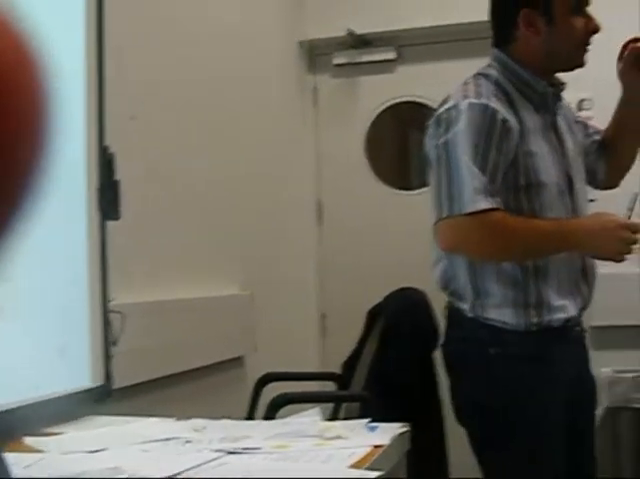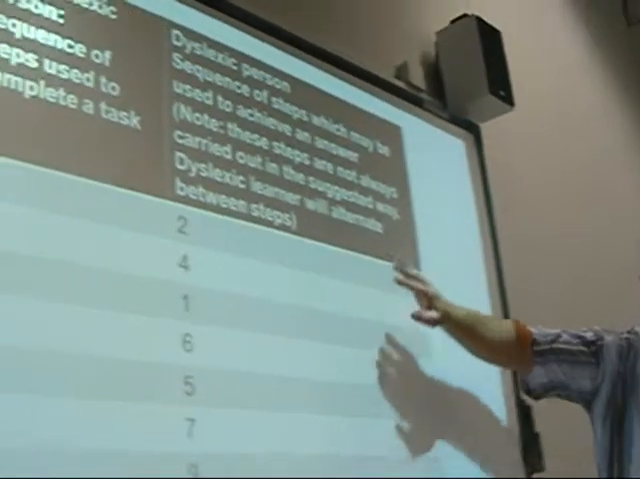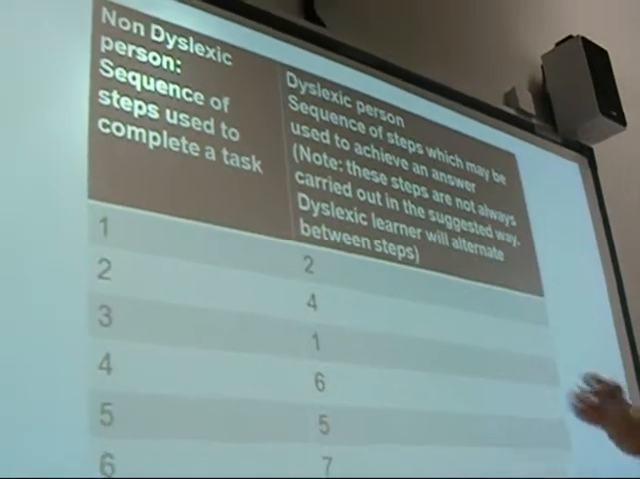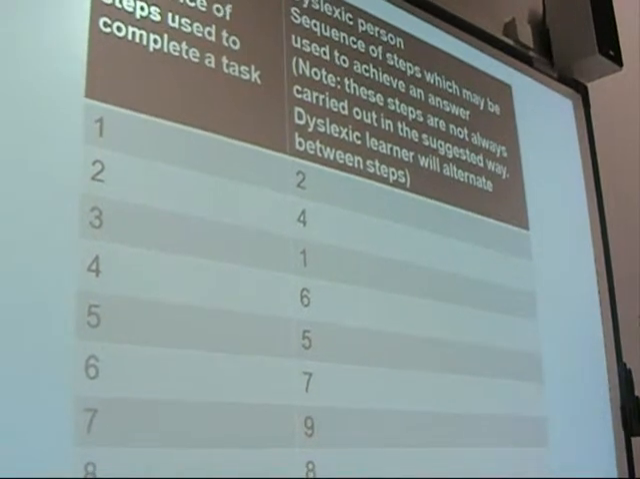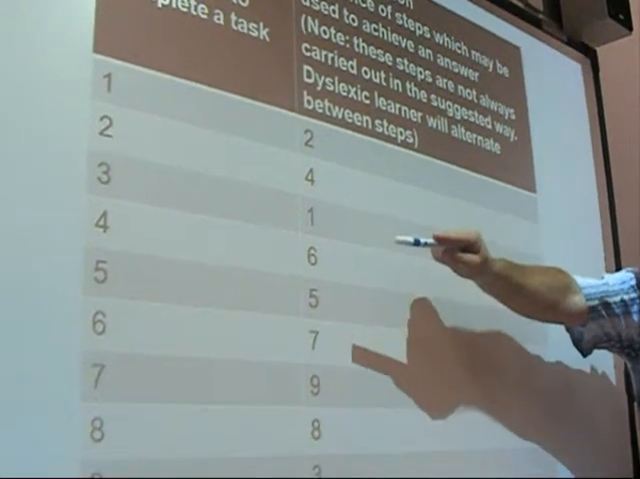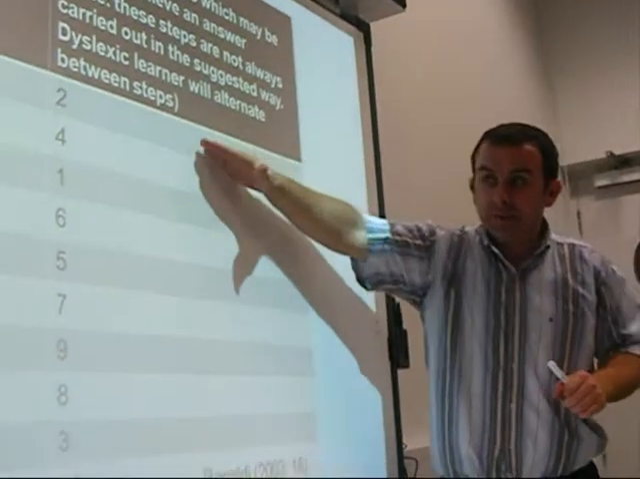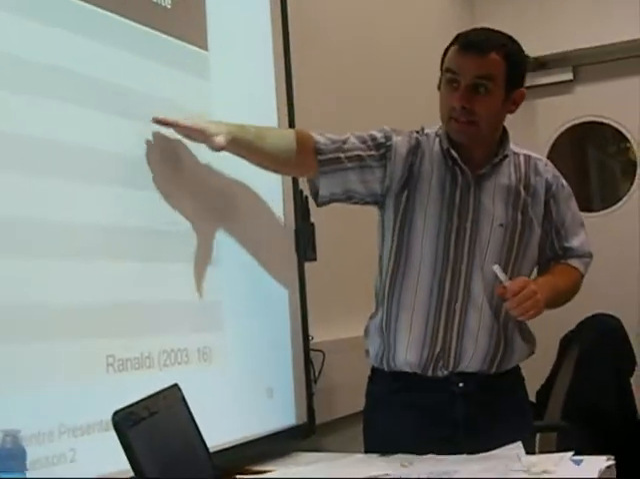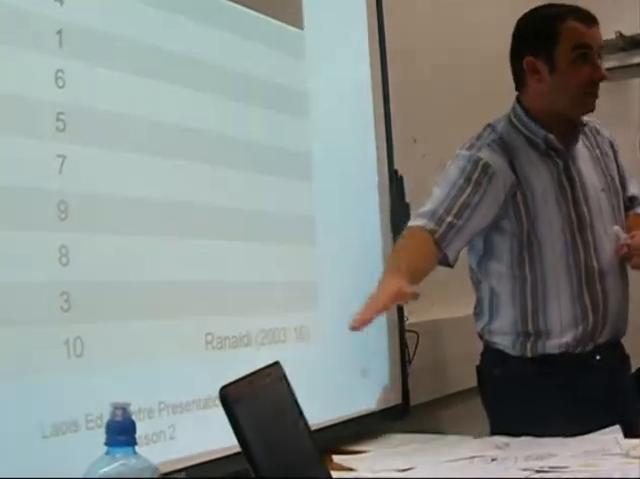Okay, so just continuing on then, looking at the sequencing problems. This is a little table outlining some of the sequencing problems that dyslexic pupils can experience. It's divided into two columns. The first column shows what those of us who do not have dyslexia can follow. We would do step 1, step 2, step 3, step 4, all the way up to step 10. But a dyslexic child might do step 2 first, then jump to step 4, back to step 1, up to step 6, 5, 7, 9, 8, 3, and finally do 10.